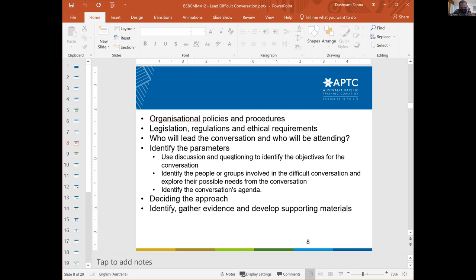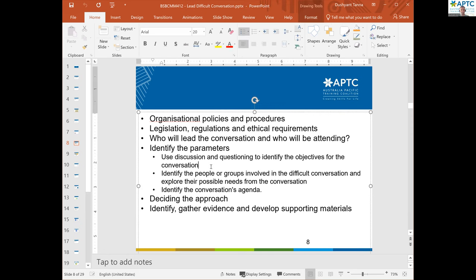Use discussion and questioning to identify the objective of the conversation. Identify the people or groups involved in the conversation and explore possible needs from the conversation and the agenda.